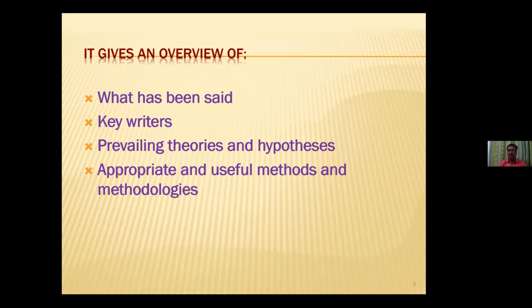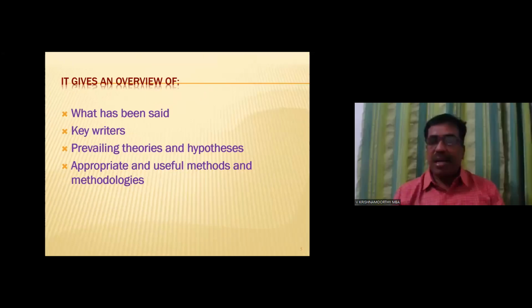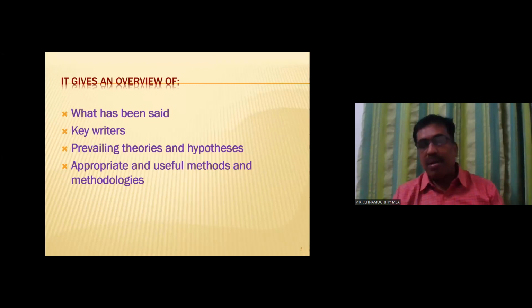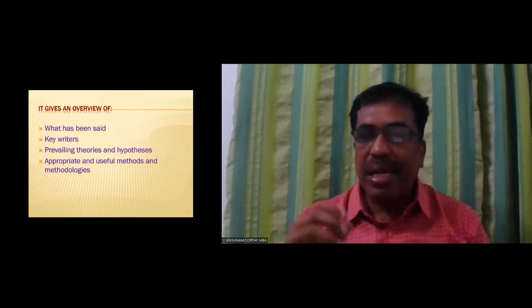Already we discussed. If you take any topic in any discipline, say for example marketing, finance, operations, international business, or entrepreneurship, there will be key authors. So it gives an overview about the key authors. For example, if you take stress management, there is a person called Udai Pareek. He is a key author.